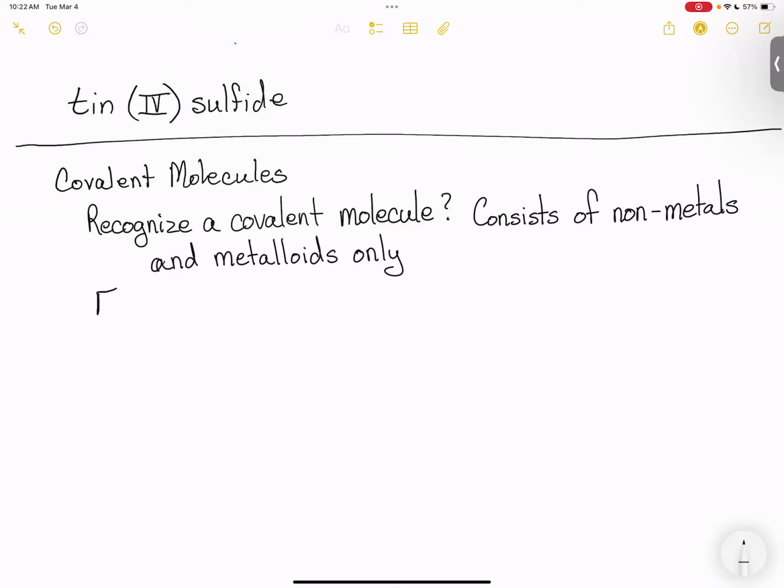Some key things about formulas. One is that a formula will not be simplified, unlike ionic compounds. If you look back at the ionic compounds, I said you're going to translate, cross, drop, simplify. That is only true for ionic compounds. You do not simplify covalent molecules.